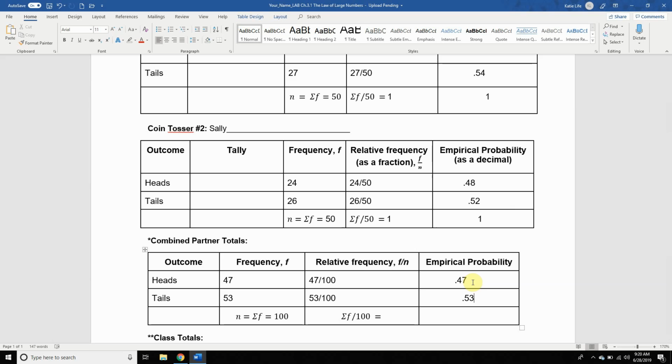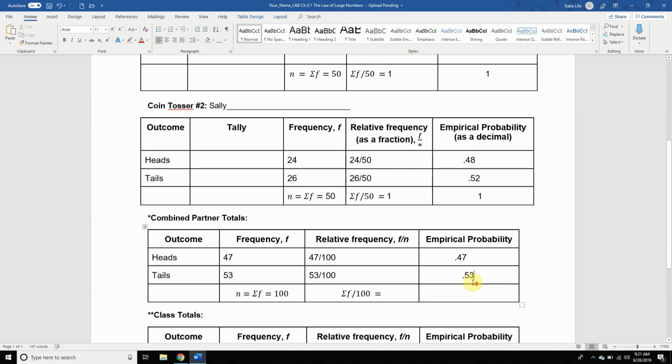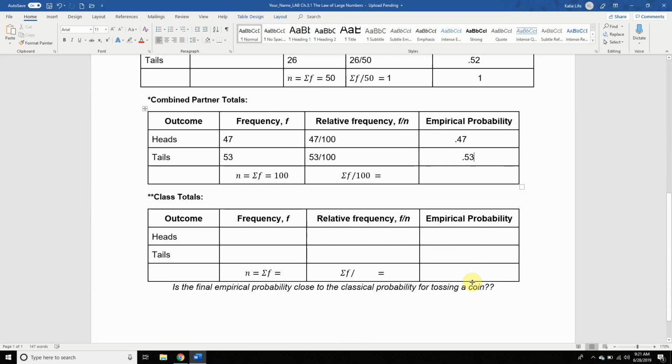Once we get everybody's results and we can tally the total number of heads and tails for the entire class, we're going to make some comparisons between our individual ratios here and the empirical probabilities for the class total. Okay, so stay tuned for that, and we'll go through this as results come in.